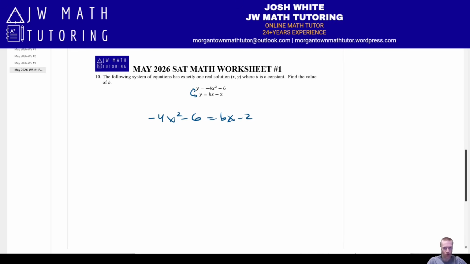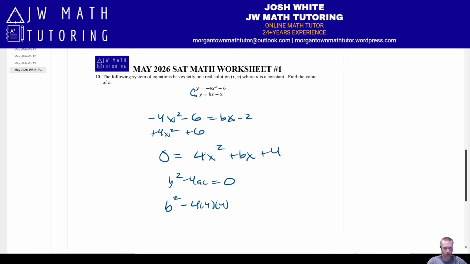And then we're going to move everything over to one side, equal to 0. I'm going to move everything over to the right, so I'm going to add 4x squared. I'm going to add 6. 0 equals 4x squared plus bx plus 4, it looks like. Just checking my notes. Now you would just use the discriminant, b squared minus 4ac, and that's going to equal 0. B here is just b, so it's still b squared. Minus 4 times 4 times 4 is equal to 0. B squared is going to equal 64, and you add it to the other side.